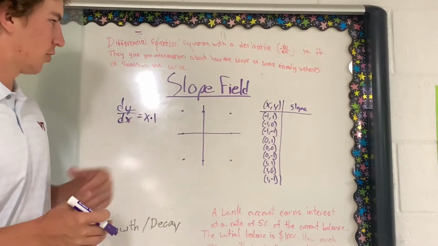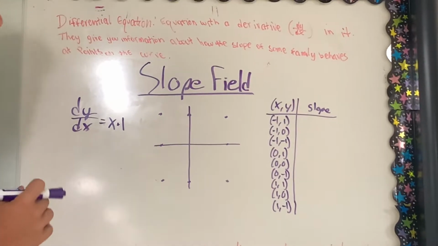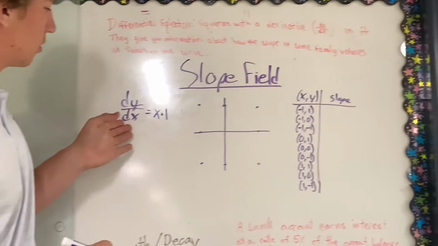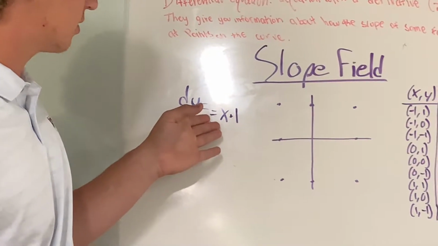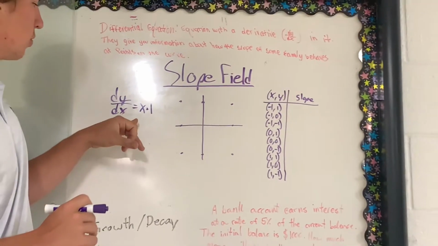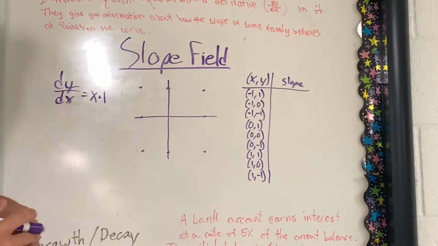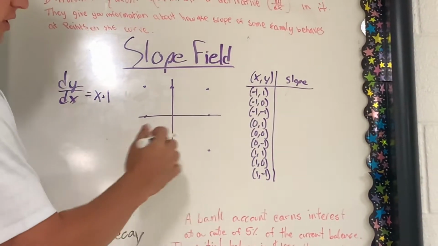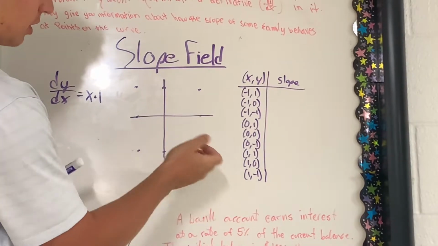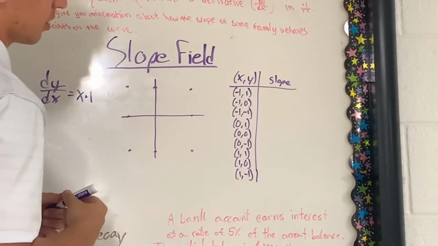So this is another example of a slope field and how to solve it. With the equation dy/dx equals x plus 1, this only has one variable, so all the x's will be the same. So for example, these are our 9 points, and then this is the table you can make.